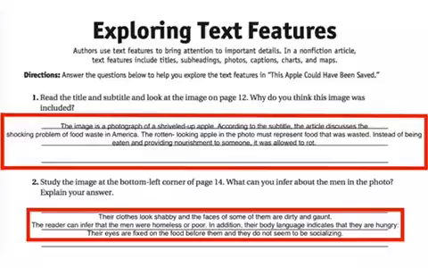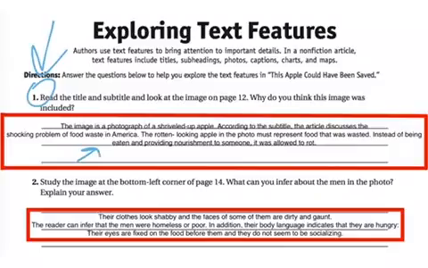All right, I'm going to go over the answers to your text feature sheet for the Scope magazine. Looking at number 1, we are down here. It asks you to read the title and subtitle and look at the image on page 12. Why do you think this image was included? Take a look at your answer and make sure that you have something that I discuss right now in my answer.